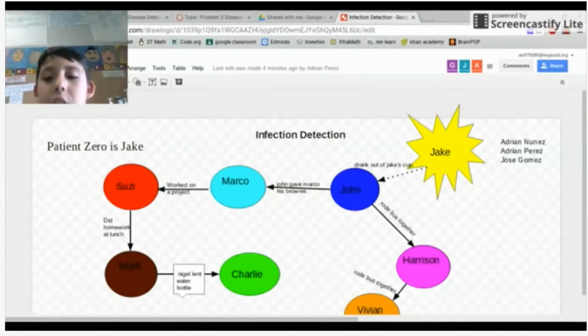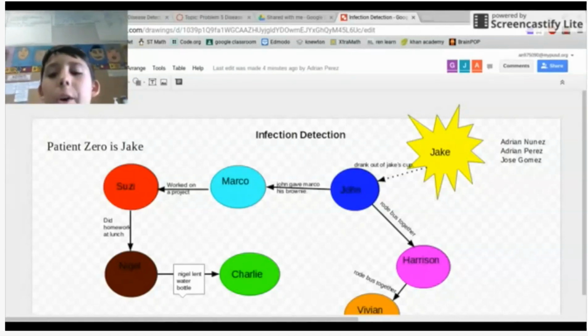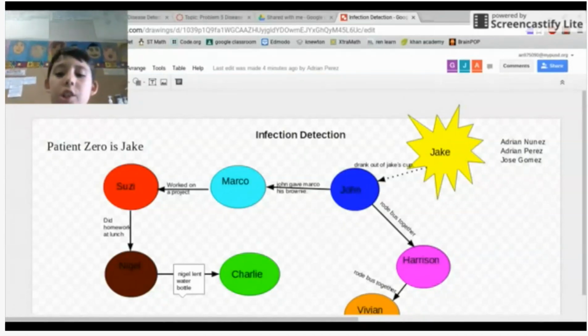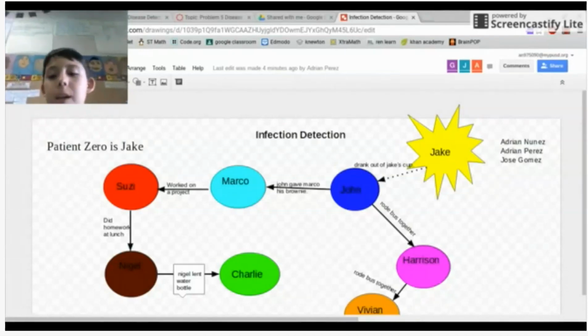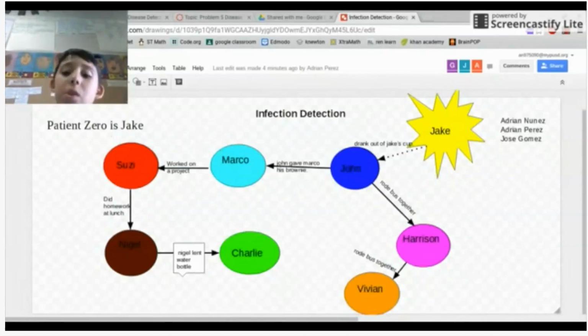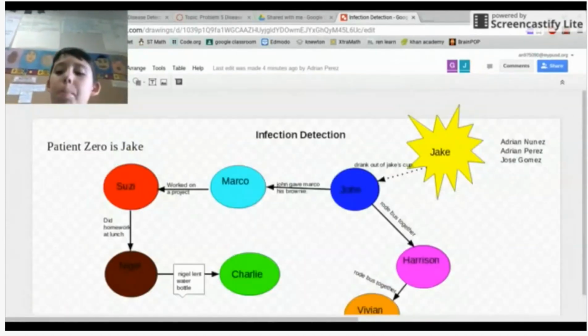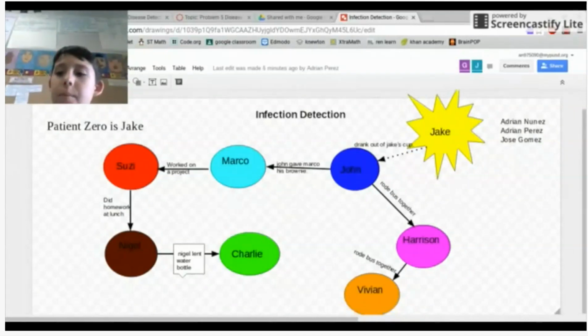John was made sick by Jake because Jake was at home earlier with an illness, so he infected John, and John infected Marco and Harrison because John rode the bus with Harrison, and then Harrison rode the bus with Vivian and got her sick. So our patient 0 is Jake.